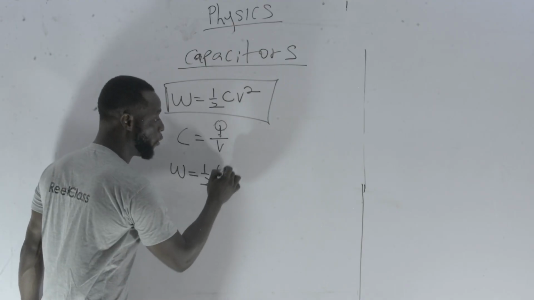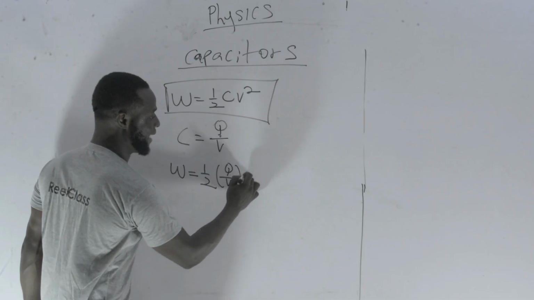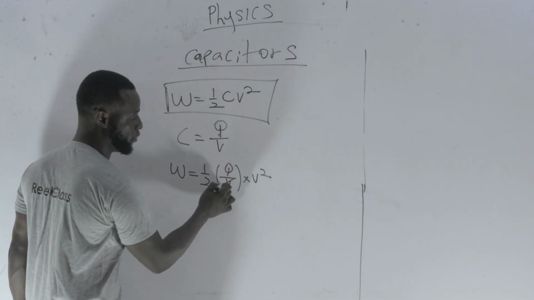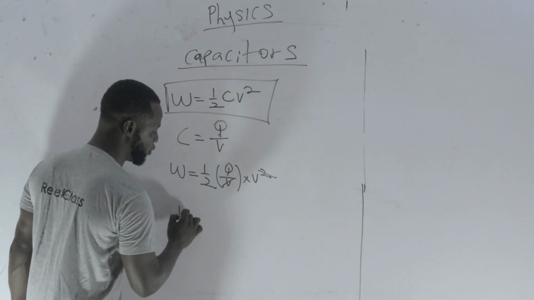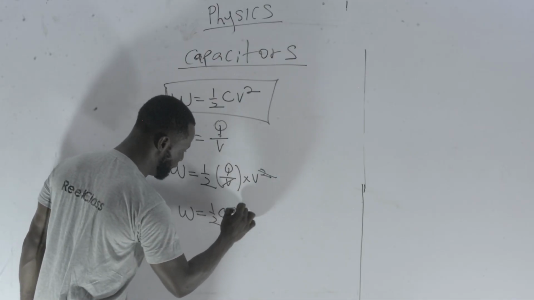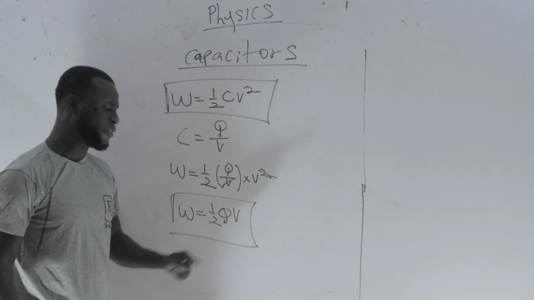And if I do that, I'm going to have Q over V, then times, of course, V squared. This V squared that's here. If I open this bracket, of course, this one takes out one of these, and I'm going to have W is equal to 1 over 2 QV. And then they will say that this is a new equation.